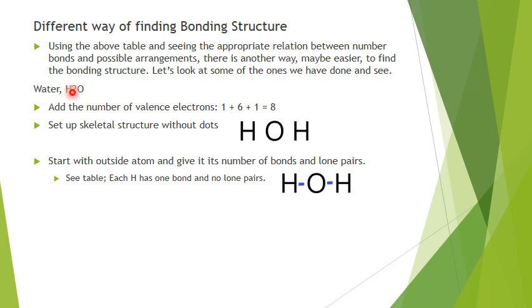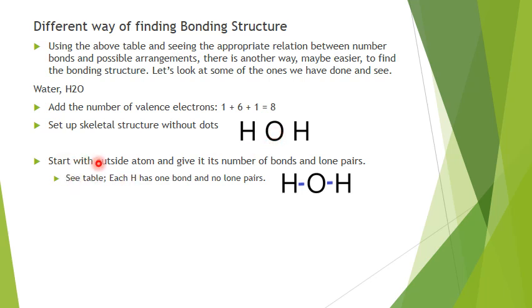So let's look at water. Again, we need to start out the same way. So you don't need to put any dots. Just put the HOH as your skeletal structure. Instead of counting the dots, add up the valence electrons. So hydrogen has 1 valence electron, oxygen 6, and another hydrogen has 1. So it's actually equal to the number of dots. But we're not going to put the dots in here.